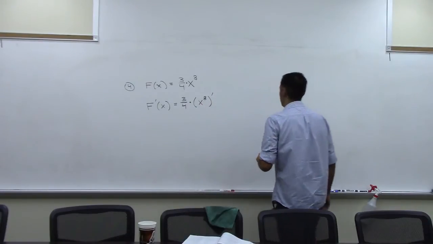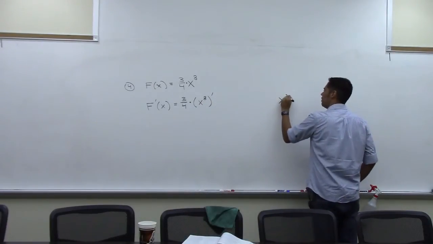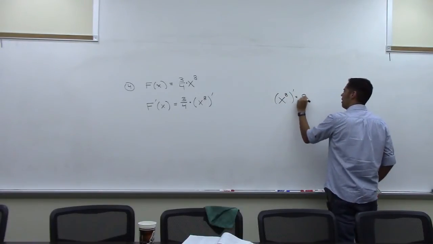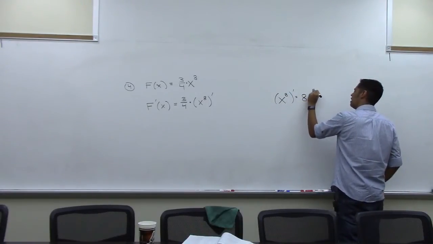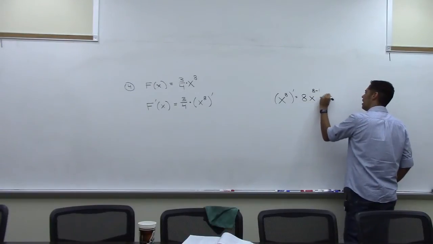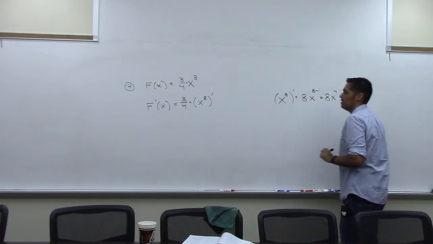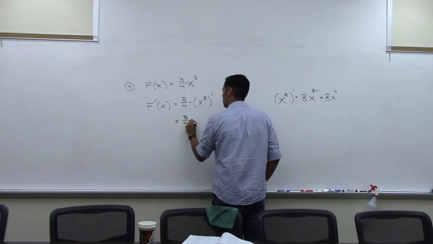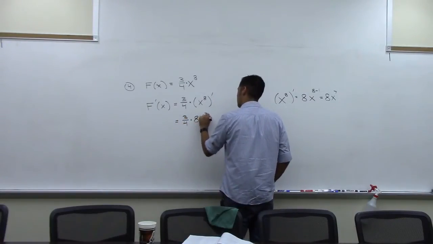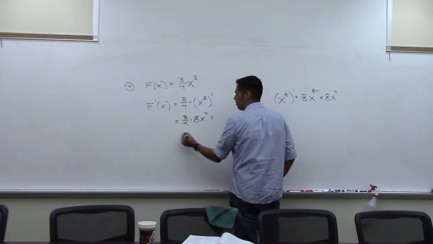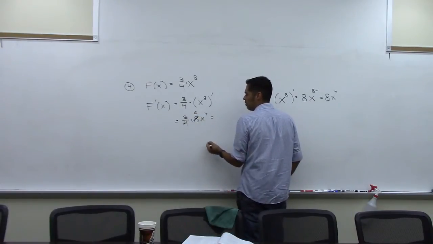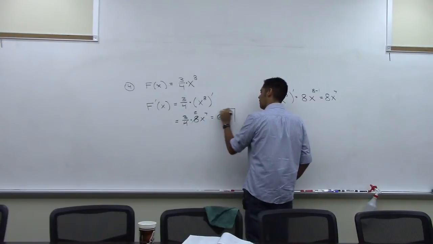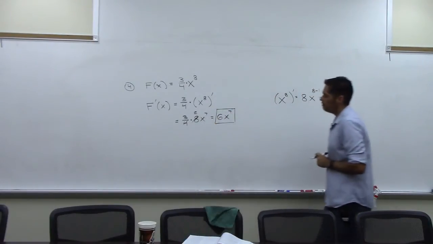And now I'm going to use that rule again, that if I'm trying to take the derivative of x to the 8th, the 8 is going to come down in front. I'll have x to the 8 take away 1, that's 8x to the 7th. So this will become 3/4 times 8x to the 7th, and then of course 4 goes into 8 twice, so we'll just have 6x to the 7th. There we go.